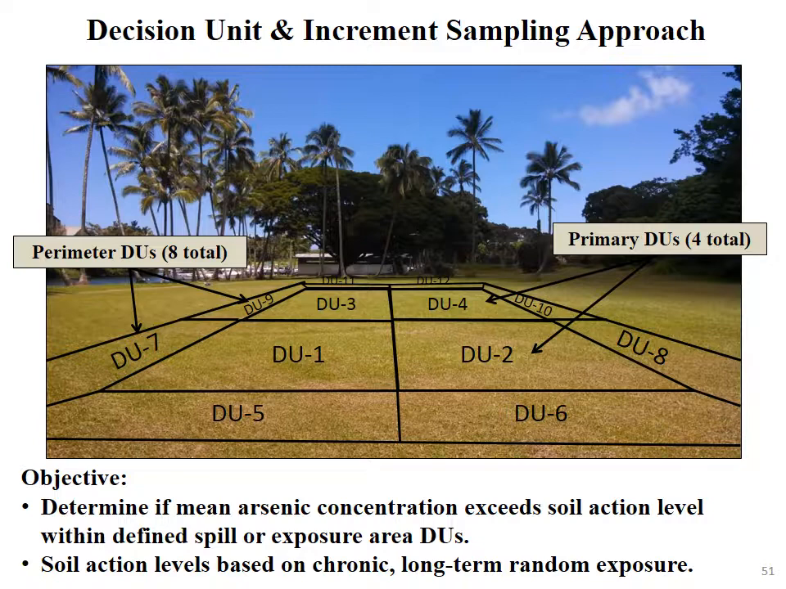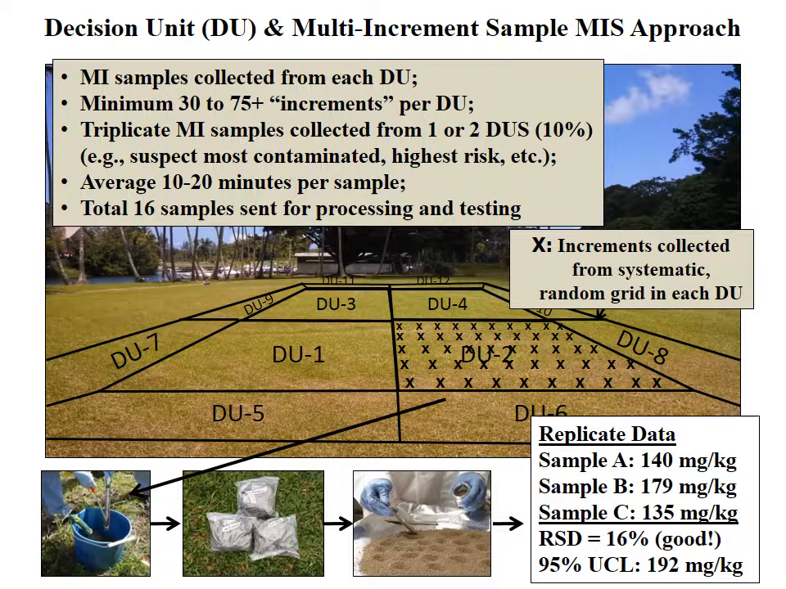Within each one of these areas, we're going to collect a single multi-increment sample. I don't show a lot of the X's. The X's represent the points where the increments were collected to prepare a single multi-increment sample. It'd be the same for all the DUs. And in one of the DUs within the hot area, let's say DU2, we're going to collect triplicate samples just to test the precision of our sampling approach. You can see down here collecting the samples with a sampling tube. John's going to talk about the sampling methods tomorrow. You see the triplicate samples, and the laboratory processing them. This is actual real data from a similar site. It was arsenic. So the multi-increment sample data: sample A, 140 ppm; B, 179 ppm; sample C, 135 ppm. That's great data.